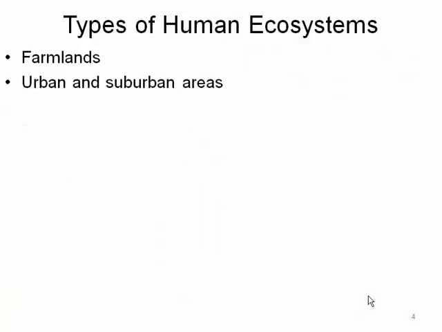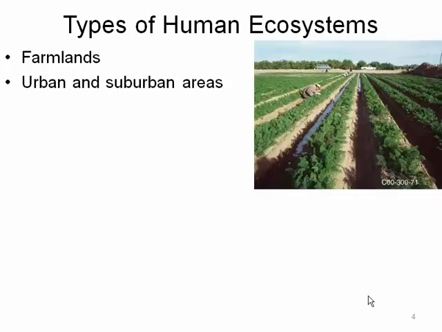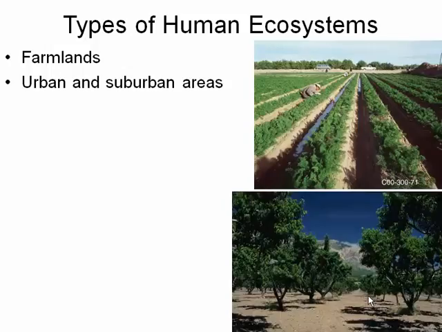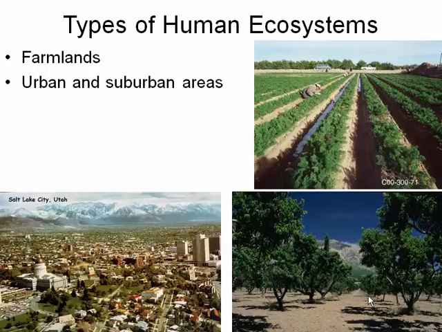In contrast, humans have, over the last 10,000 years or so, contributed to two major types of ecosystems that humans manage and heavily influence. One is farmlands, whether they be row crops, or essentially artificial forests through orchards. And then, of course, there are the urban and suburban areas, which have their own characteristic physical and living systems.